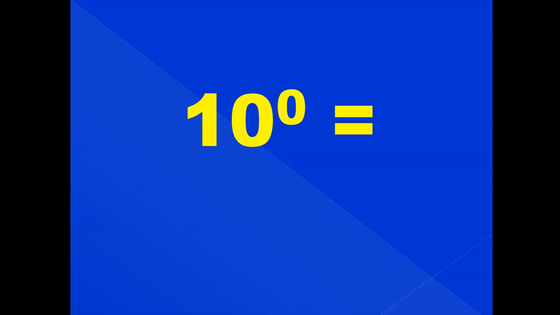10 to the 0 power. So the 0 power is actually saying that for this power of 10, there will be no 0. So that means our answer is what? 1. Of course. Alright, so now we have 10 to the negative 1 power.